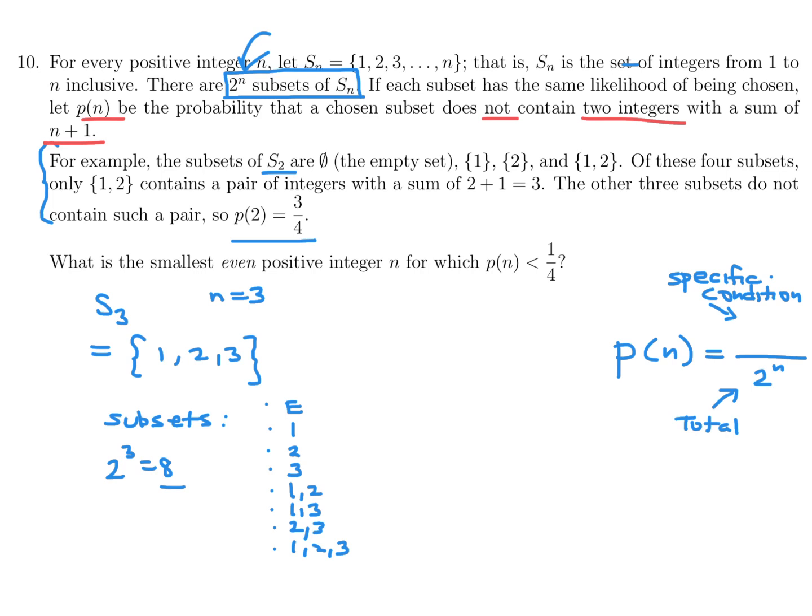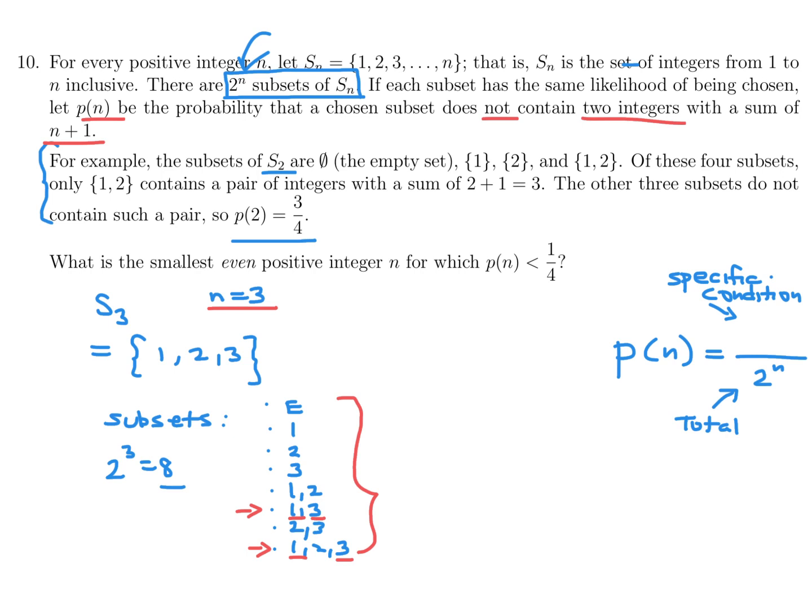Okay, so let's see how many of these have the criteria that they have two integers that add up to n plus 1. So n in this case was 3, so n plus 1 would be 4. How do we get 4? Well, 1 and 3 could add up to 4, and I think that's it, right?